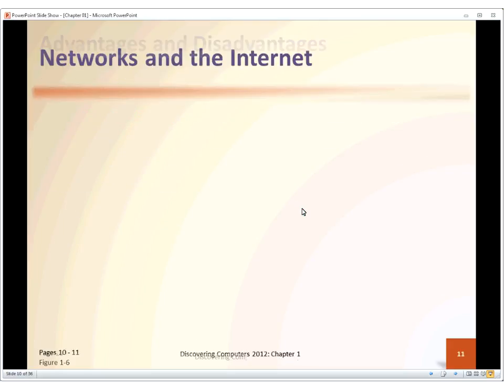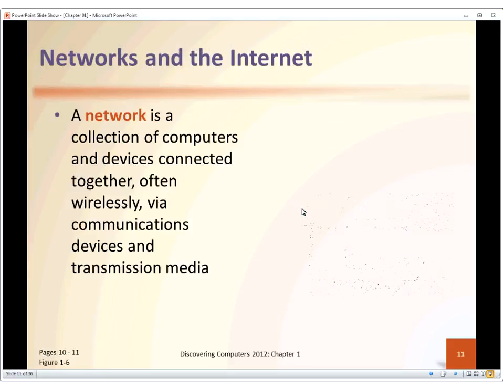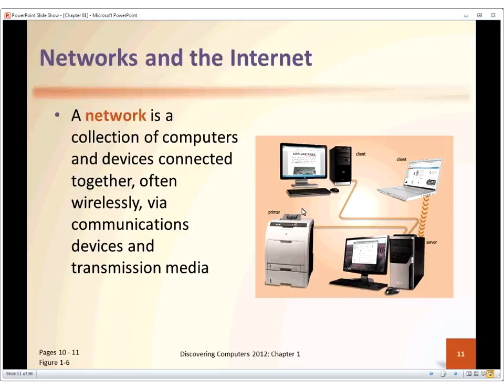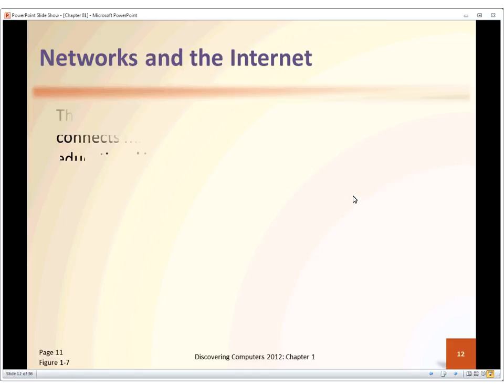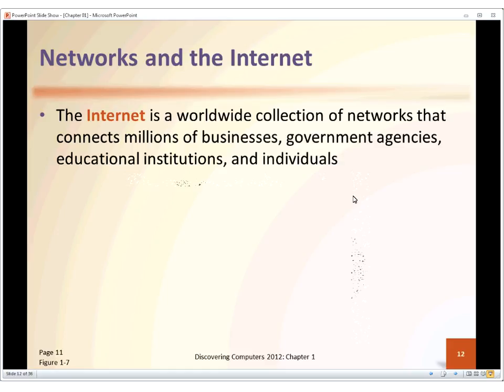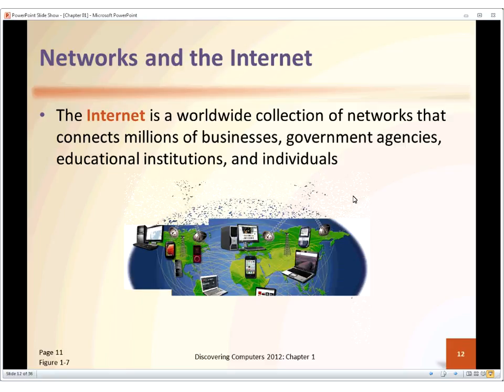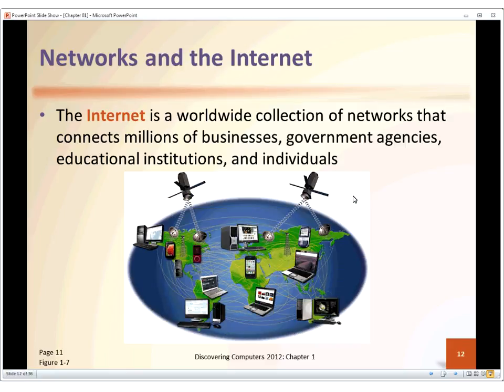Another topic that's listed in Chapter 1 are networks and the Internet. So here's a nice definition of a network term that you can take note of. Collection of computers and devices connected together, often wirelessly, via communication devices and transmission media. So probably the largest network that's out there is the Internet, right? And the Internet is the largest network, a worldwide collection of networks, connecting millions of businesses, government agencies, educational institutions, and people together as well.